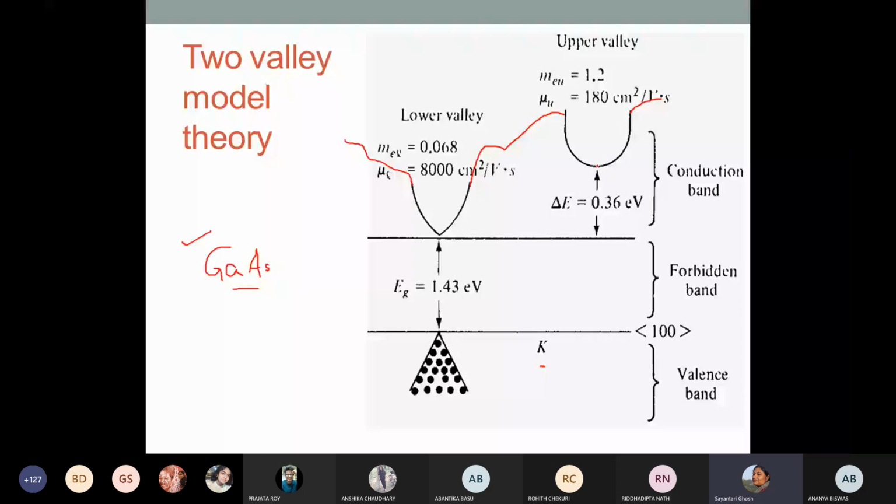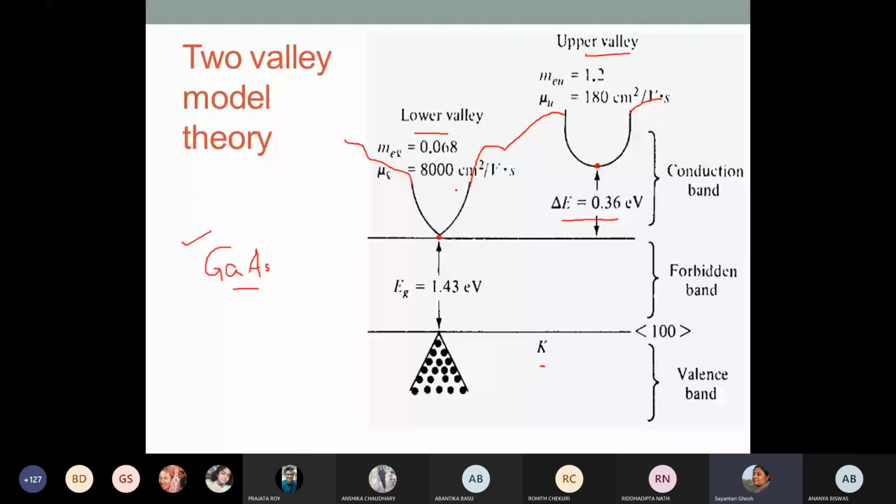But close to this minima, you have another valley. This valley's energy value is a little bit higher than what we have here. How much higher? Delta E is 0.36 electron volt. So the energy at this point and the energy at this point differ by 0.36 electron volt. Depending on this energy difference, let us call this one the lower valley and this one the upper valley, just as their energy values are low and high compared to each other.